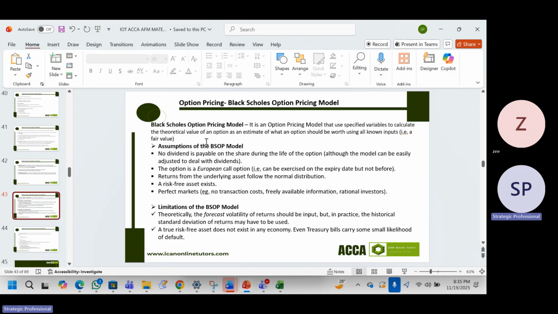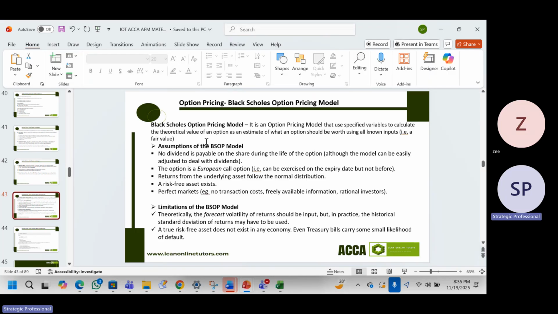And what are the assumptions of the BSOP model? I've seen plenty of past questions where they might not give you a calculation question on BSOP, but they will ask you this assumption, right? So what are the assumptions? Just know it, whether you cram it or however you know it. If the written part asks you to tell us the assumptions of BSOP, it is a bonus mark for you.